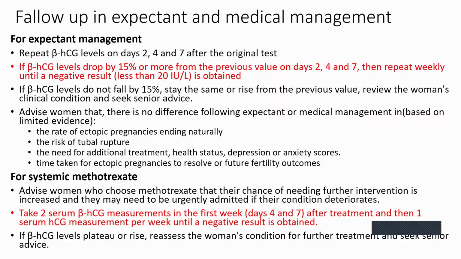So, as I explained previously, in the expectant management, we check the beta HCG levels on day 4 and day 7, and if the levels drop by 15% or more, then we have to repeat it until it becomes negative. If it does not fall, we have to discuss with the patient and offer surgical management. For methotrexate, the same principle applies as I explained earlier. Between day 4 and day 7, there should be a drop of more than 15%.